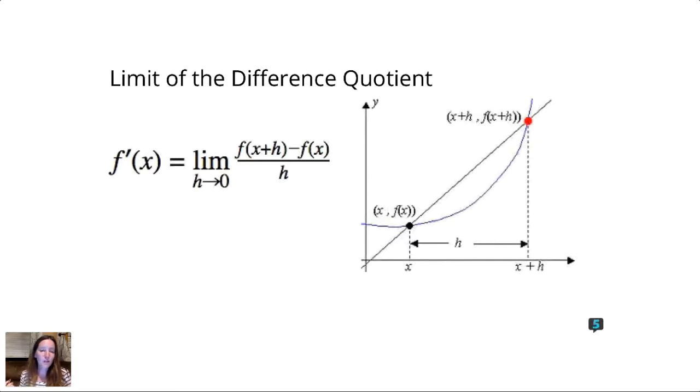Notice I'm introducing a new notation here, right? So this is read f prime of x, right? So f prime of x is just another way of saying the derivative of the function f of x, right? So it means the same thing as dy over dx. It means the same thing as d over dx of f of x. They're all kind of saying the same thing, but different notations.